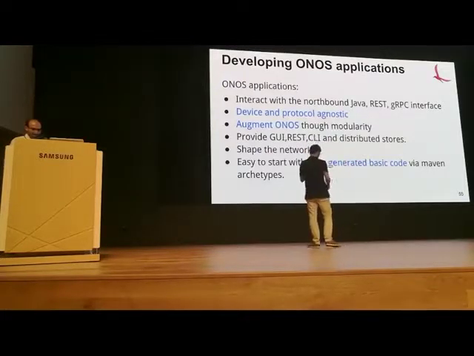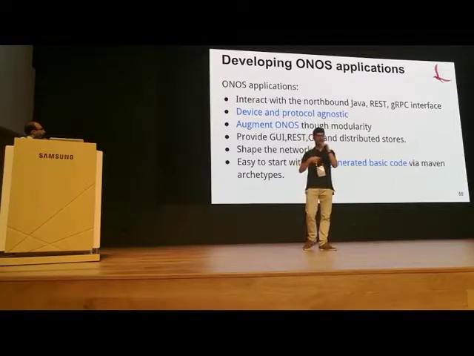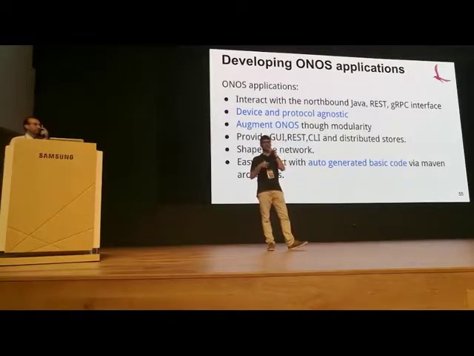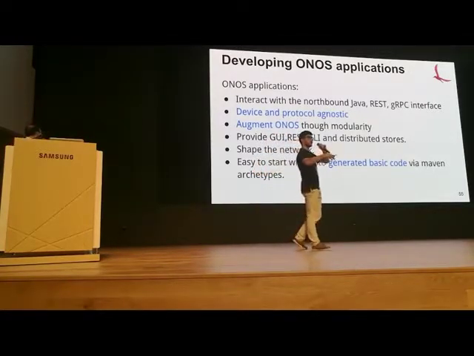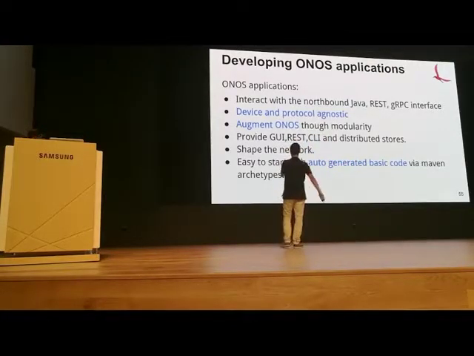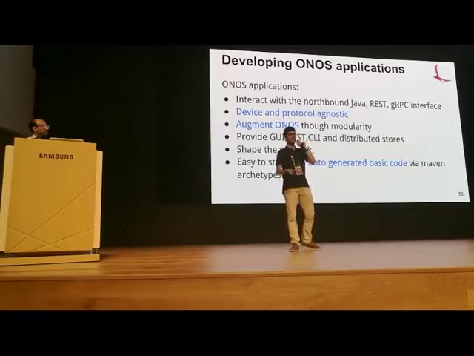All these applications are device and protocol agnostic. On-platform applications, which interact with ONOS through Java, augment it through modularity, bringing in, for example, distributed stores and stuff like that. They can provide their own graphical user interface, REST and CLIs. They can shape the network, like traffic programming, flow programming. And as we will see later, they can be auto-generated with some basic code via Maven archetypes. This is a key element because it enables you to just put the intelligent logic in the application and not care about the boilerplate code that you have to write.